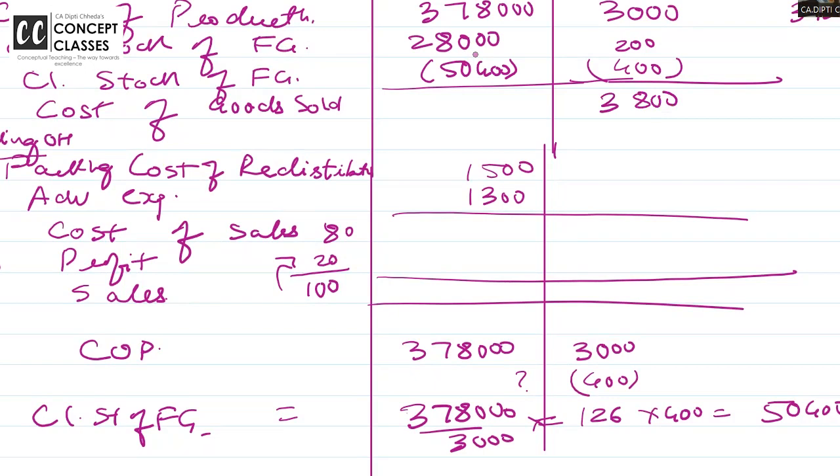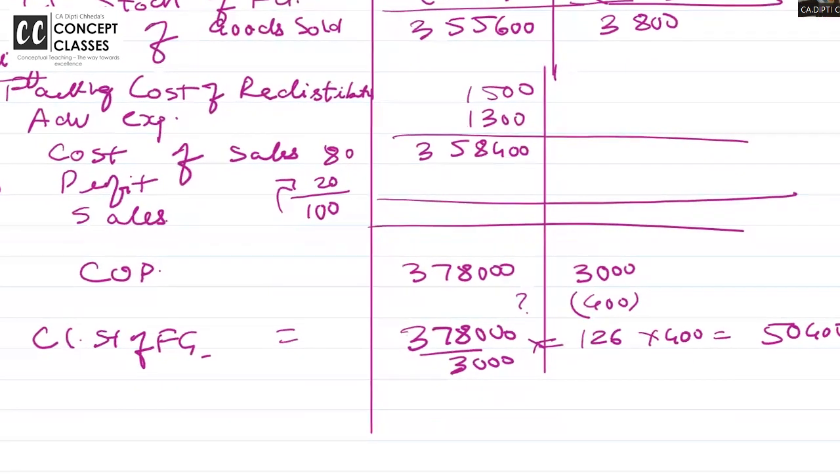3,800. 378 plus 28,000 minus 50,400. 355,600 plus 1,500 plus 1,300. 358,400. 3,58,400. Are we doing it correct?